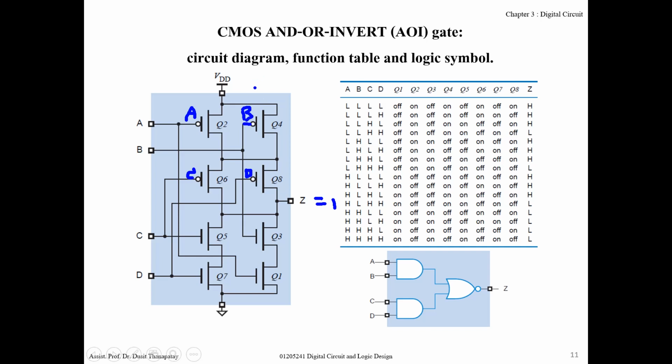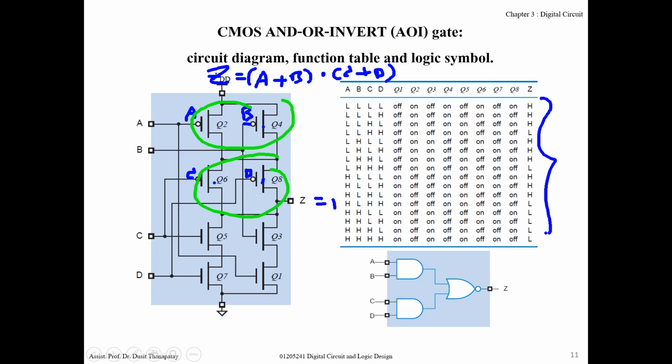So you can write A or B, parallel together, and this set, C or D. And these two sets connect in series, so you multiply these two terms together. Then you get the function of this circuit. Then finish. Okay, very fast, easier and faster than this method.